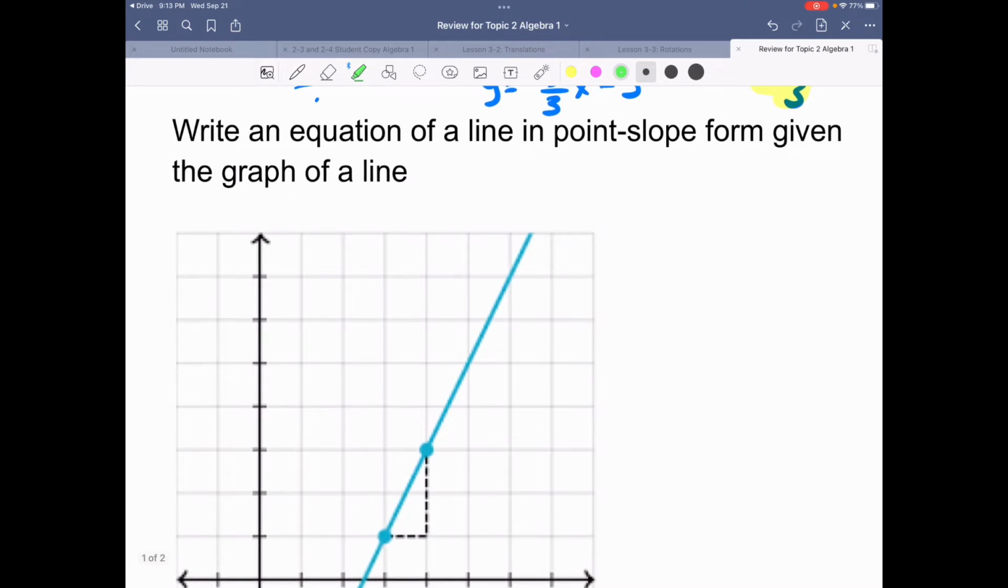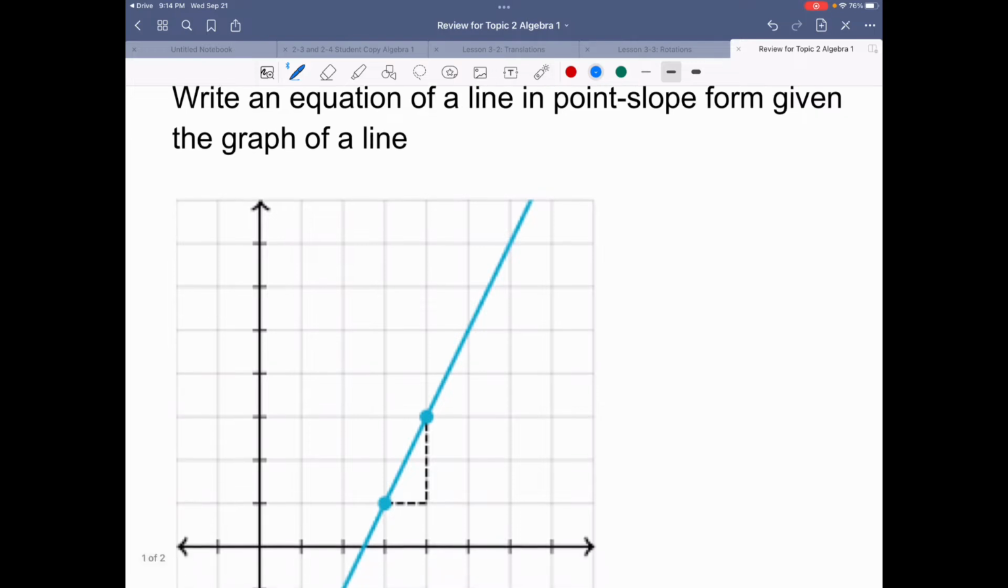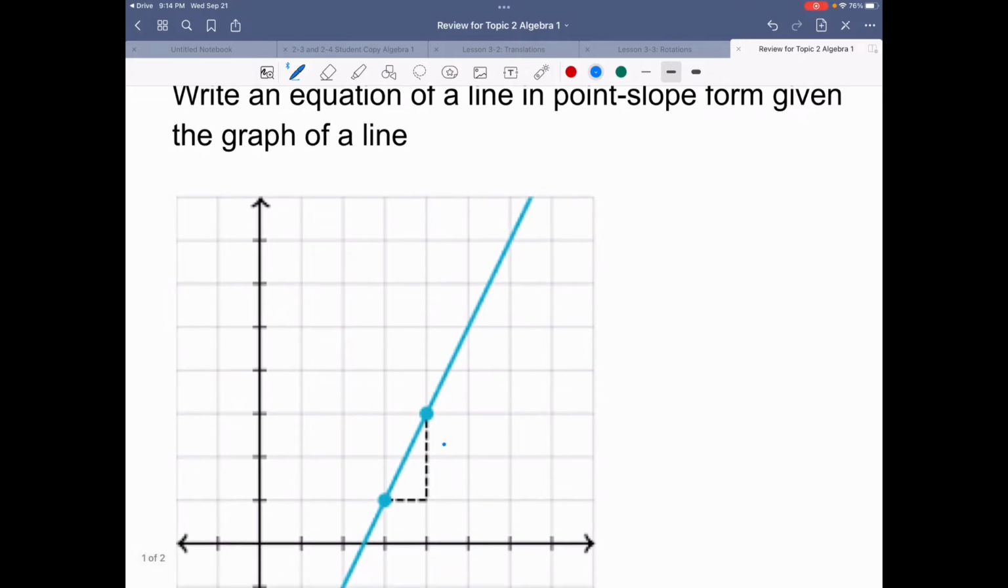In this example, write an equation of a line in point-slope form given the graph of the line. Well, this is kind of cool because they already kind of showed you how to figure out the slope. It has a rise of 2 and a run of 1. So rise over run is equal to 2 over 1. It's going uphill, so it's positive. And 2 over 1 is the same as just 2. So that is our slope.